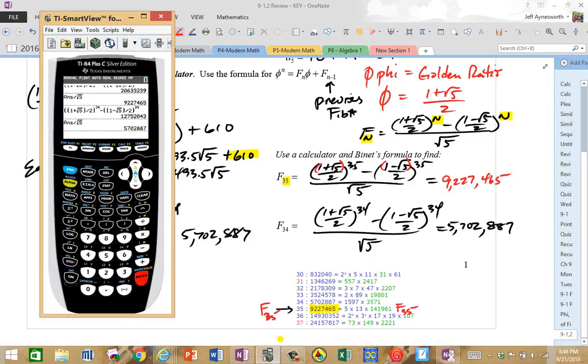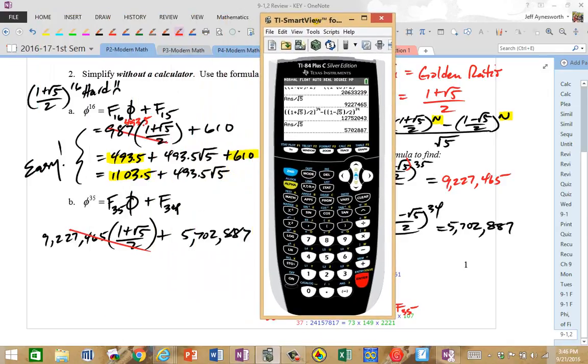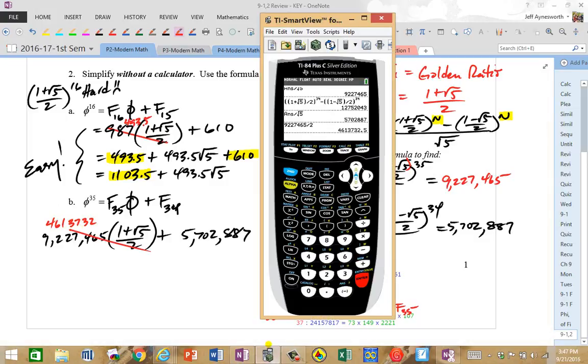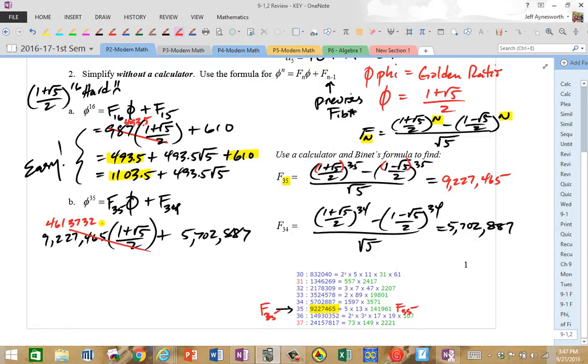Okay, so let's see if I have that. Don't have that on my calculator here. So I'm going to enter it in. So 9,227,465 divided by 2. All right, and I get this number here. So let's write that down. 4,613,732. Let's see if I did that right. Just double check. 4,613,732.5. Okay, now I got to distribute that through.